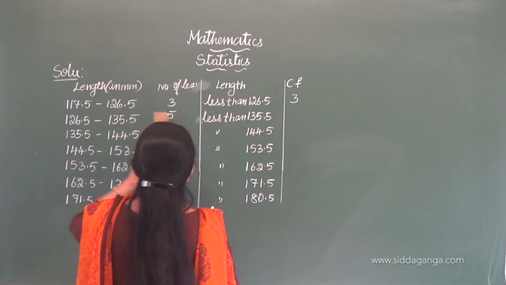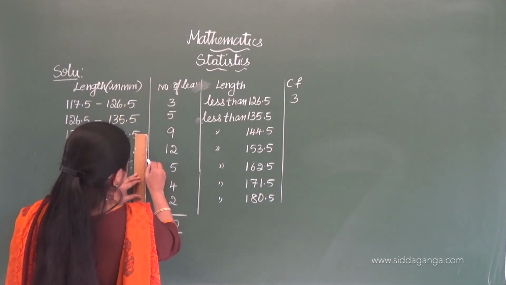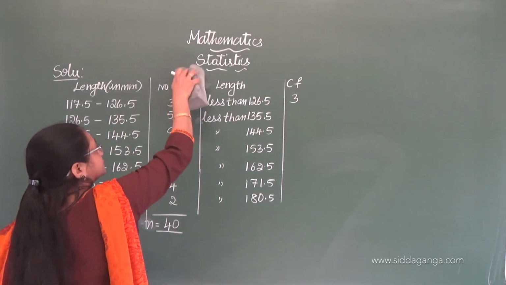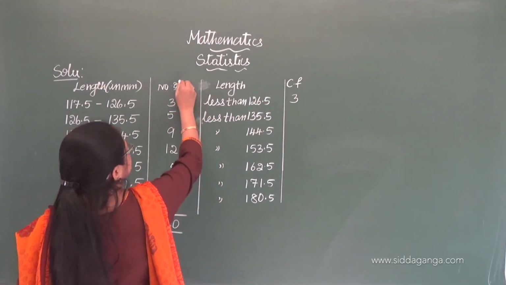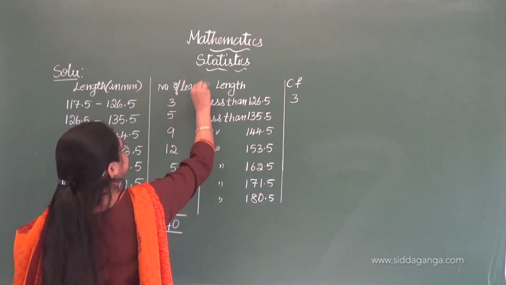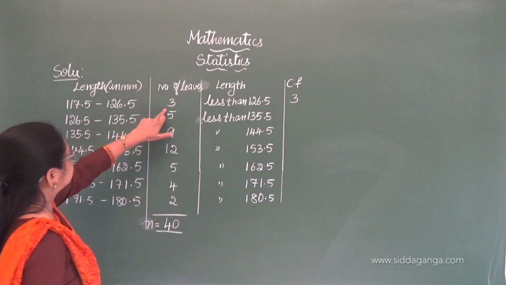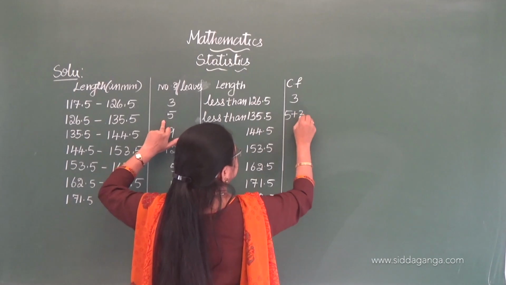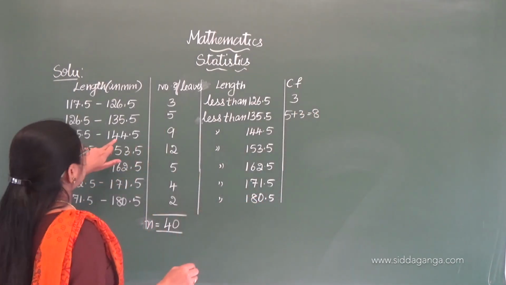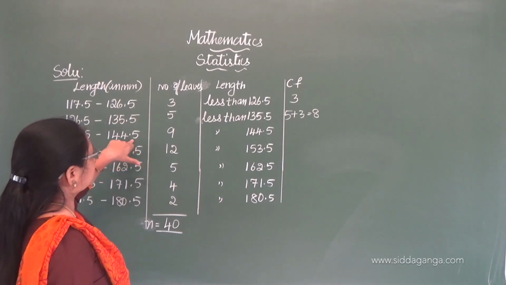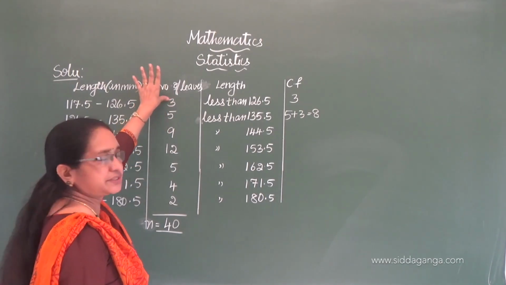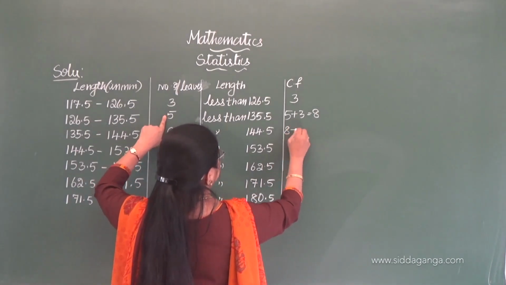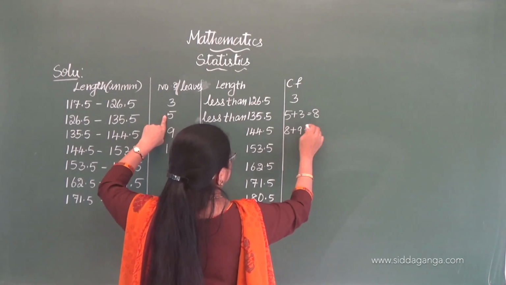So, put a column here. Number of leaves. Cumulative frequency: 3, and less than 135 means 5 plus 3. 5 plus 3 is equal to 8. Less than 144.5 means all the 3, so 9 plus 5 plus 3. You can write like that, or directly you can write 8 plus 9, 17.